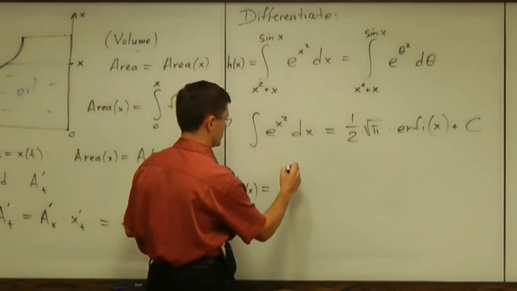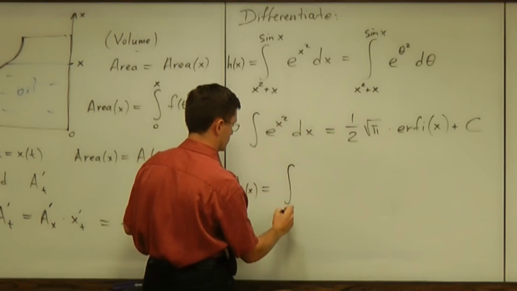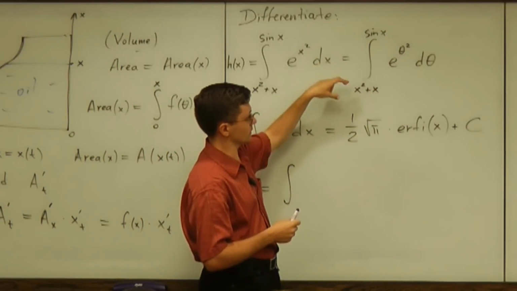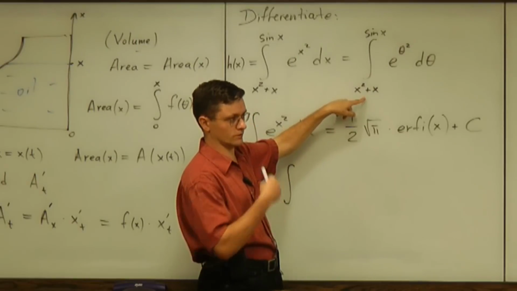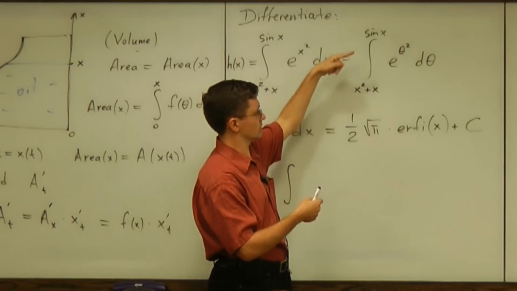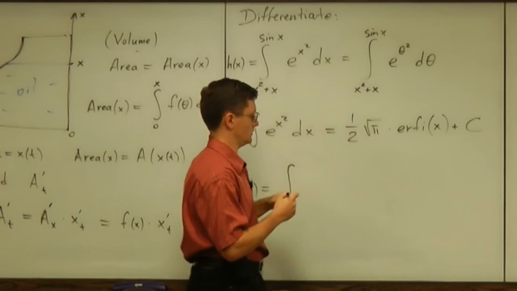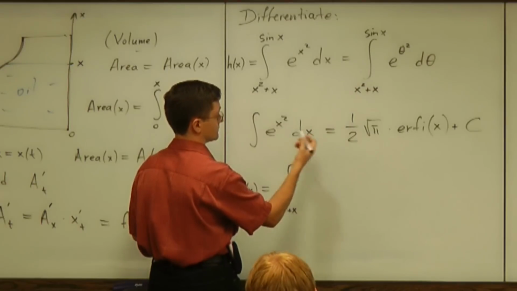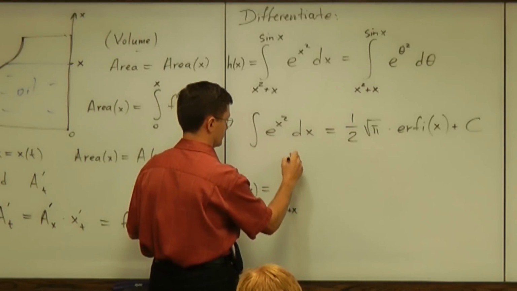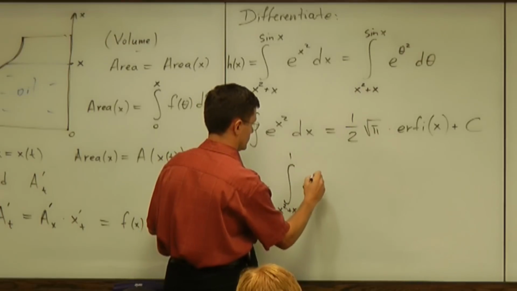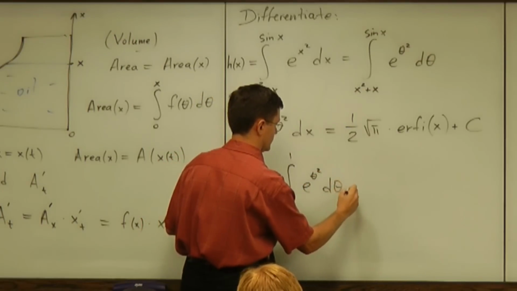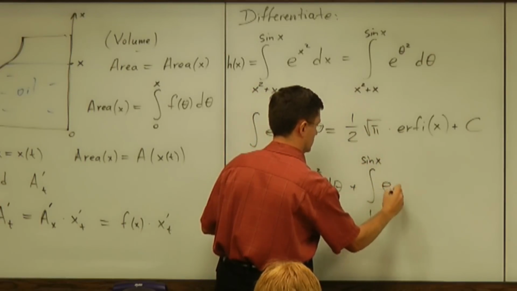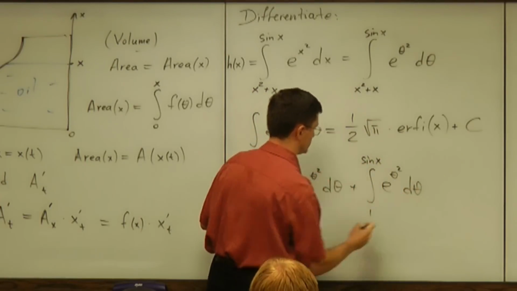And then one of the basic properties of the integral would allow me to write this integral as a sum of two integrals. So I will split integration from that lower limit to some constant, and from that constant all the way to the upper limit. So it will be the same as the integral from x squared plus x to some constant of my choice, let me choose 1, of e to the theta squared d theta, plus the integral from 1 to sine x of e to the theta squared d theta.